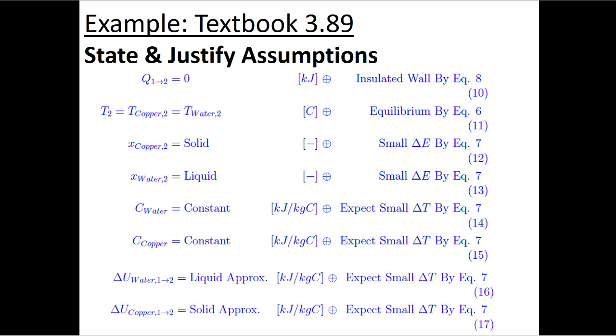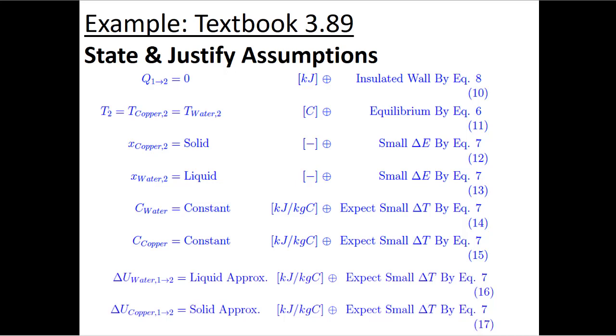That's why it's an assumption, because I don't really know if it's true, but I'm going to guess at the end of the problem, I'll check. Here, I'm going to say my specific heats are constant for both the water and the copper, so that the specific internal energy is changing on a constant slope with temperature for both. But those specific heats will be different because they're different materials.